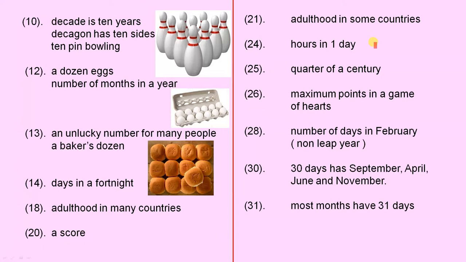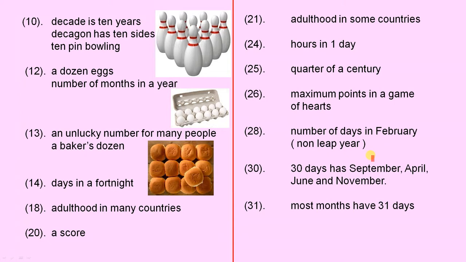The number 24 is associated with the number of hours in one day. 25 is a quarter of a century. 26 is the maximum points in a game of hearts. That's a card game. 28 is the number of days in February, which is a non-leap year.